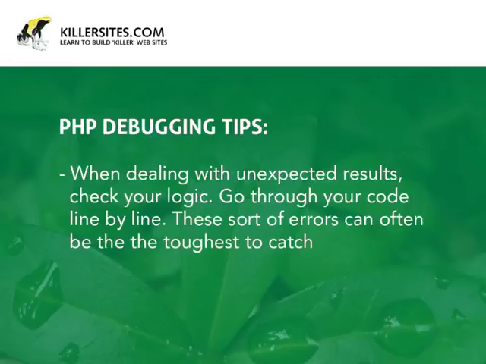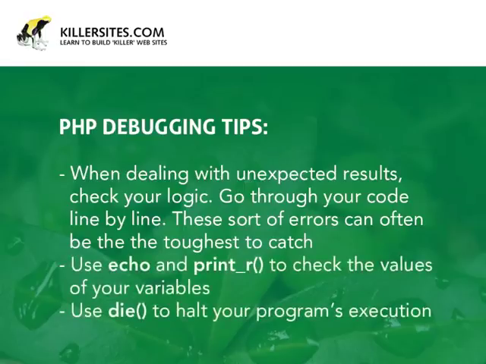In case you aren't getting any error messages, but your code is still giving you unexpected results, check your logic. Examine your code line by line to make sure it does what you think it does. Don't be afraid to add extra echo or print_r statements to check the value of your variables. You can also use the die function to immediately stop the script from executing any further.